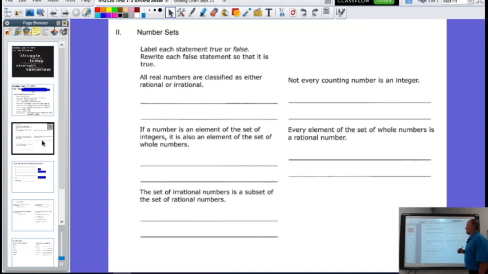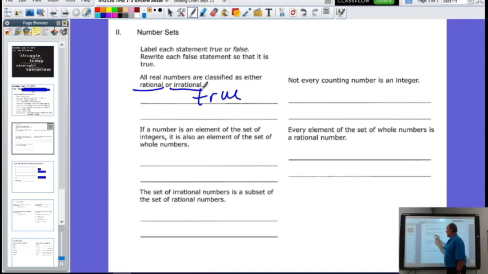So we look at this one. It says a real number, or all real numbers, are classified as either rational or irrational. Okay, and that is true. Okay, so that one is true because we've got two types of numbers, rational and irrational, and that makes up the set of real. Okay, over to this one.